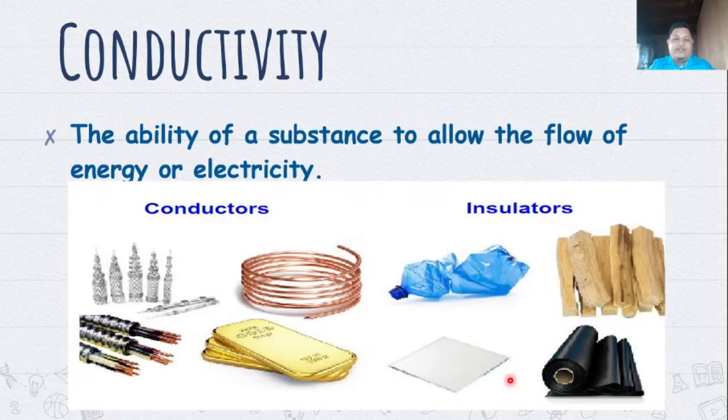So we have plastics, paper, wood. That's why whenever someone is being electrified due to an electrical source, we don't use metals to drag the body away from the electrical source. Instead, we look for wood, so that when we drag the body from the electrical source, we will not be electrified also. Since wood is an insulator, it does not allow the flow of electricity or any form of energy.